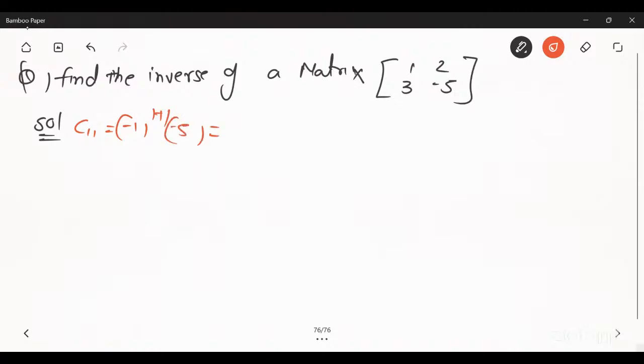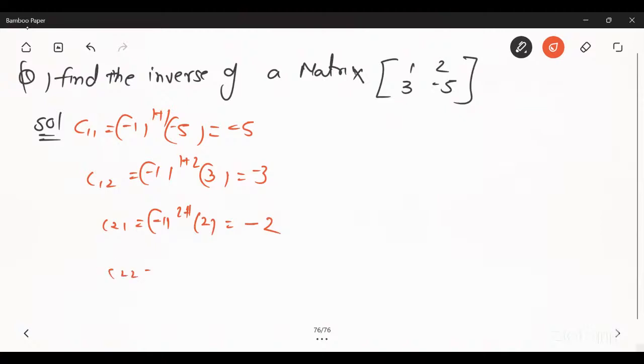So 1 plus 1 is 2, so minus 1 to the power 2 is 1, and then minus 5 here. C12 is minus 1 to the power 1 plus 2 into 3, so you will get minus 3. C21 is minus 1 to the power 2 plus 1 into 2, minus 2. And C22 is minus 1 to the power 2 plus 2 of 1, which is equal to 1. So the matrix of cofactors is minus 5, minus 3, minus 2, 1.